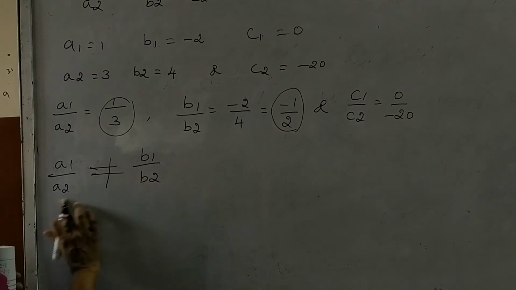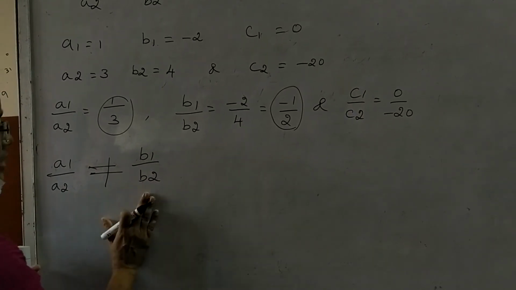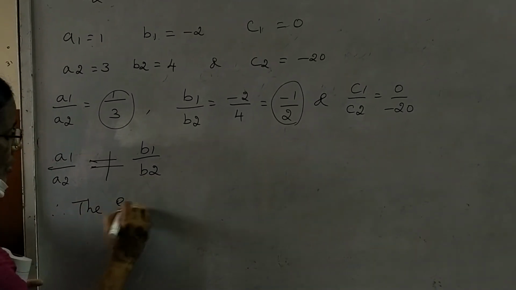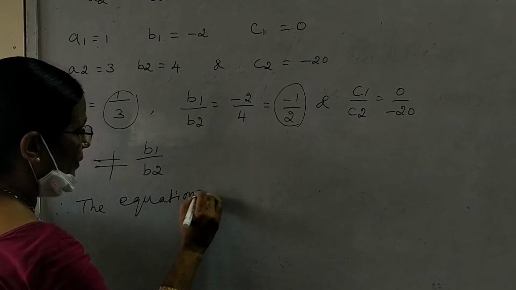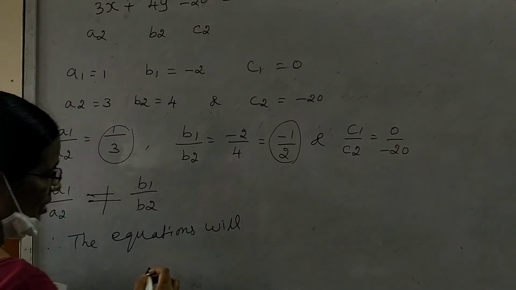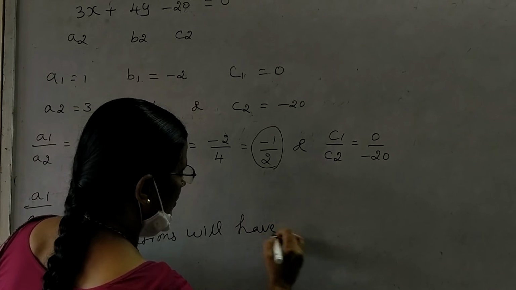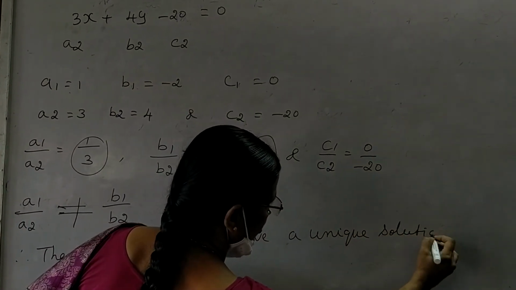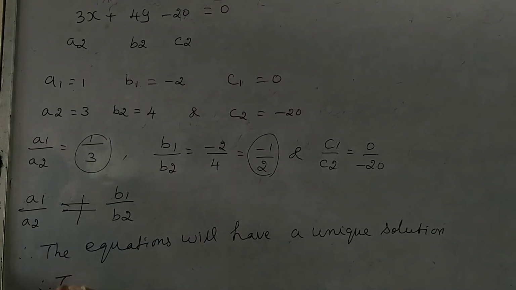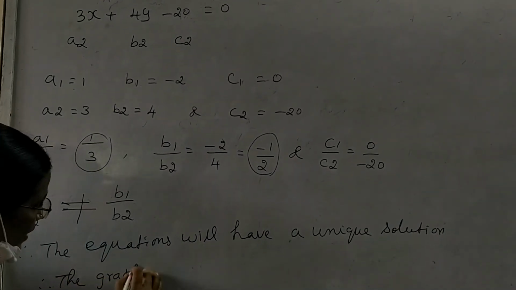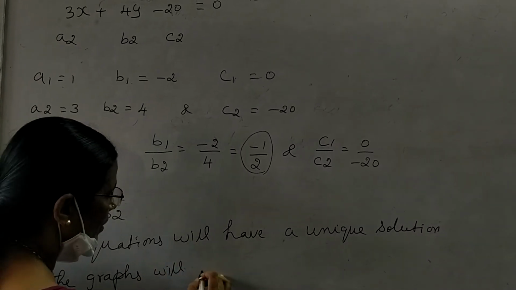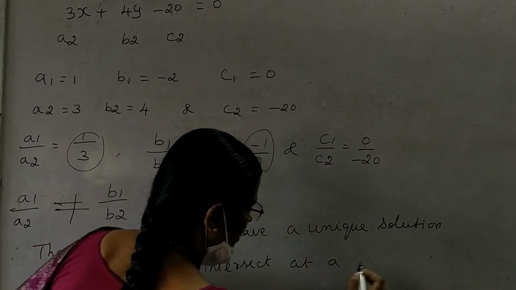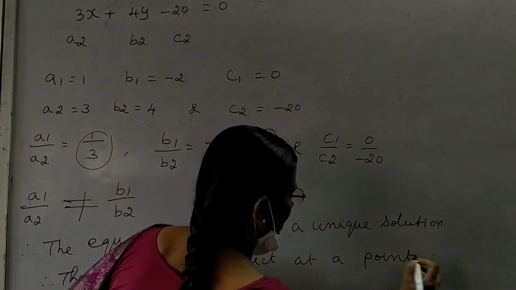So remember, when these two are unequal, the lines will intersect only at one point. Therefore, I write the equations will intersect, or the equations will have a unique solution. What do you mean by unique solution? Only one solution. Therefore, I can say the graphs will intersect at a point, only one point.